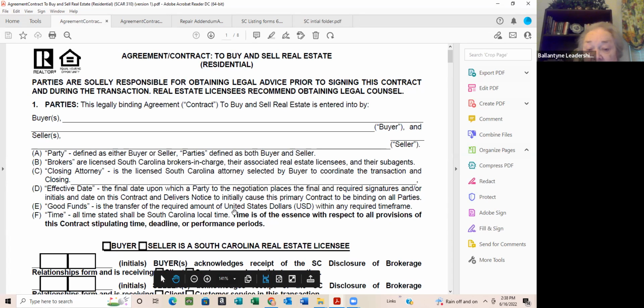And look at this right here. Time is of the essence with respect to all provisions of this contract stipulating a time or deadline of performance periods. Now, before I get into the form, let me tell you, the attorney who's been doing these webinars and helping us to understand this particular contract, he said the end of the due diligence period is 6 o'clock on a date that you're going to put in this contract, or you're going to see when you get the contract as the listing agent.